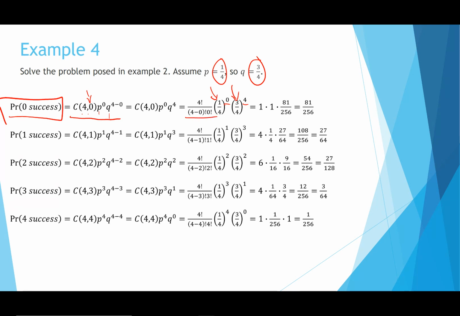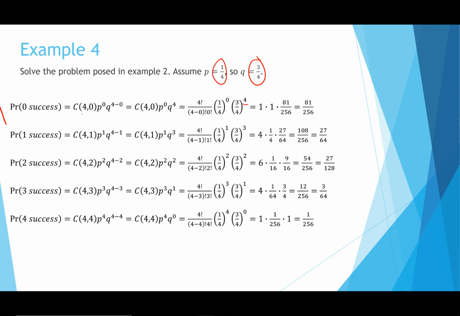The combination comes out to be 1. This number goes away because it's to the 0 power, which is also 1. And 3/4 to the 4th power is 81 over 256. So we get 1 times 1 times that. We get 81 over 256 as the result. Right? So all of this is just basically using the formula a lot.